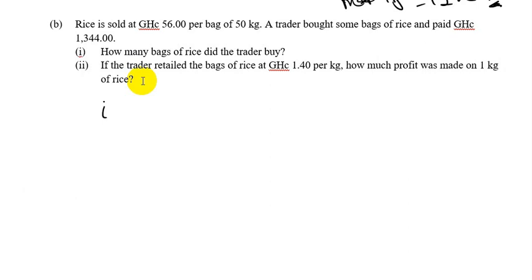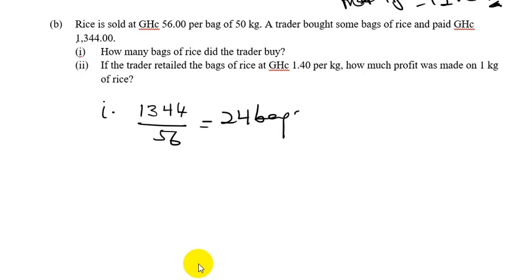So the first part says that we should find the number of bags. Now we know that he paid this amount of money, 1344 for all the bags that he bought, and they said per bag is 56. So we just divide by 56, and we'll get what? 24 bags. That is all. Okay, so the woman bought 24 bags.